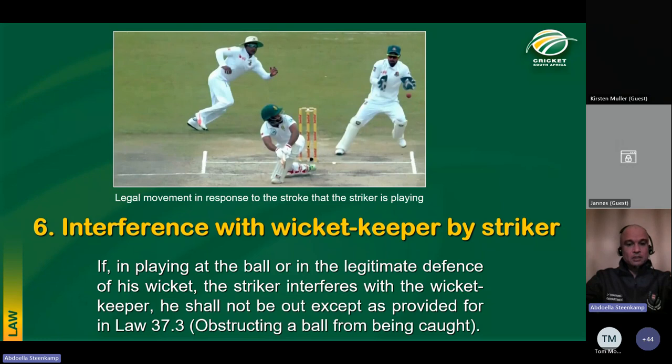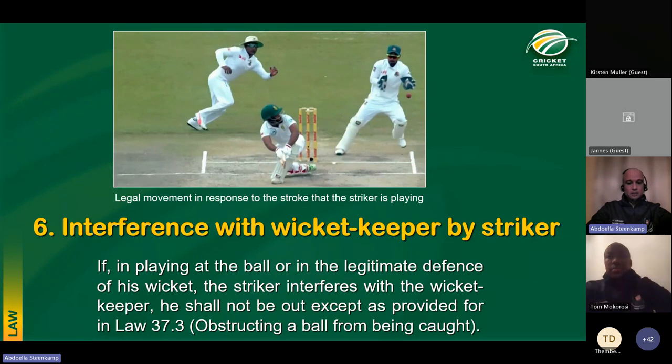If you're looking at the picture, it's Temba Bavuma playing a lap sweep. So as soon as Temba indicated that he was going to play the lap sweep, the keeper is allowed to move to the leg side.